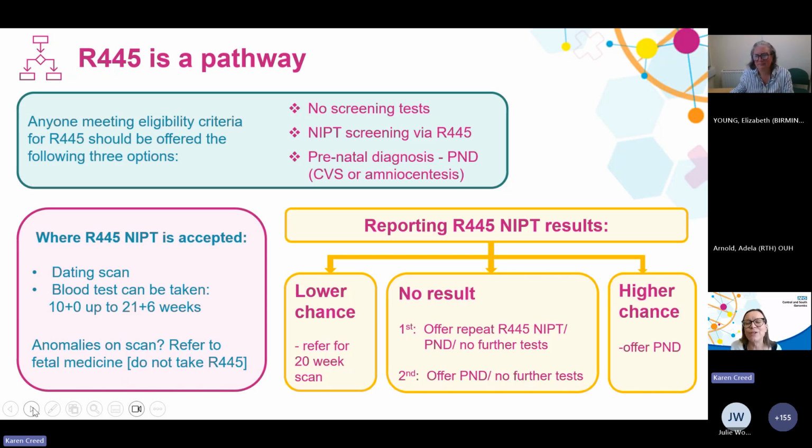So higher chance result, then they get the offer of prenatal diagnosis. So remember, the offer of R445 is replacing the offer of combined and quadruple screening on the fetal anomaly screening programme. Remember that combined and quadruple tests have lower sensitivity than R445. So we're offering this group of women a more sensitive test and at an earlier stage in pregnancy.